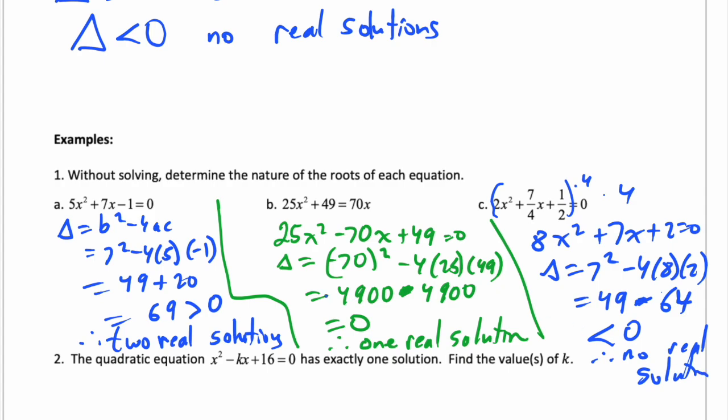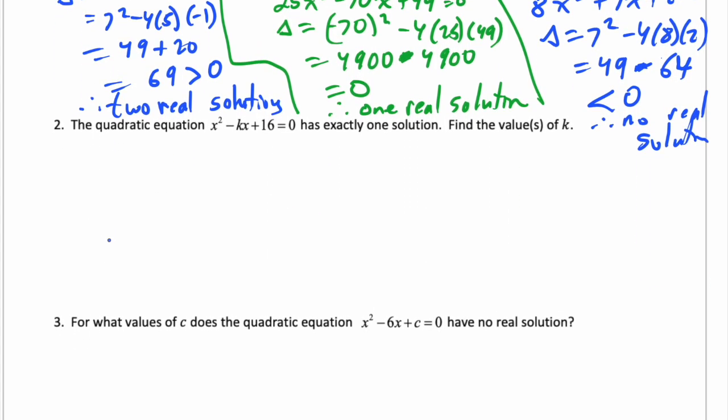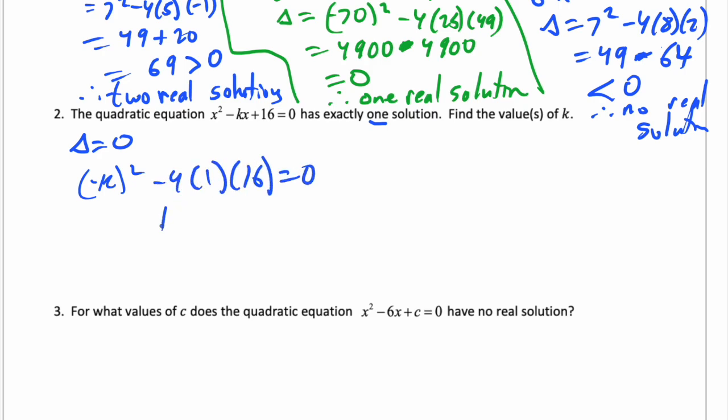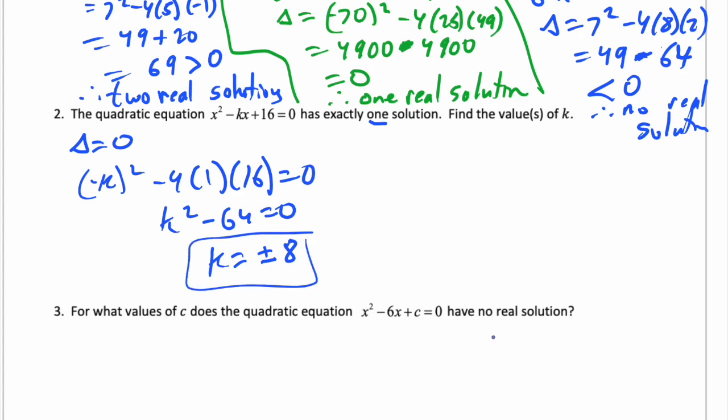Okay, and then more commonly on IB questions, you have to do stuff like in number 2. We're given that the quadratic has exactly one solution, so we know that means discriminant equals 0. So negative k squared minus 4ac equals 0. We've got k squared minus 64 equals 0, k equals plus or minus 8. Don't forget the positive and negative. Okay, so there's two possible answers.